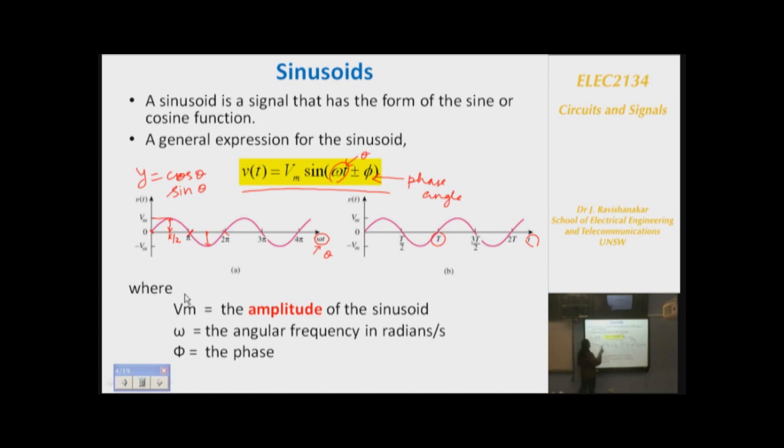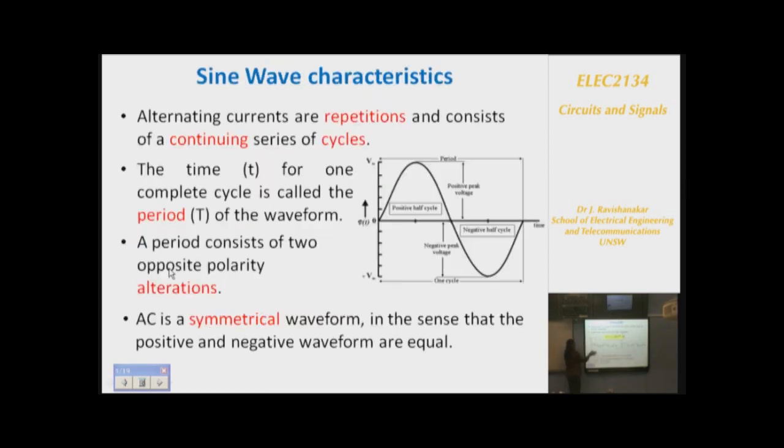So similarly, if we have a current also, we can write i of t is Im sin of omega t. So the AC has an amplitude and it has an angular velocity, which is related to the frequency, and then there is a phase. This is the phase angle actually. It has a phase angle. Now we'll see more about the characteristics of the sinusoidal waveform.